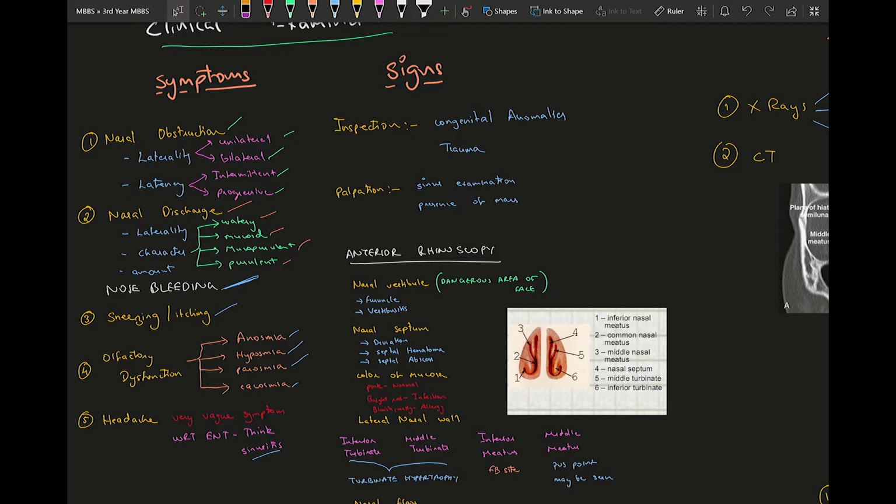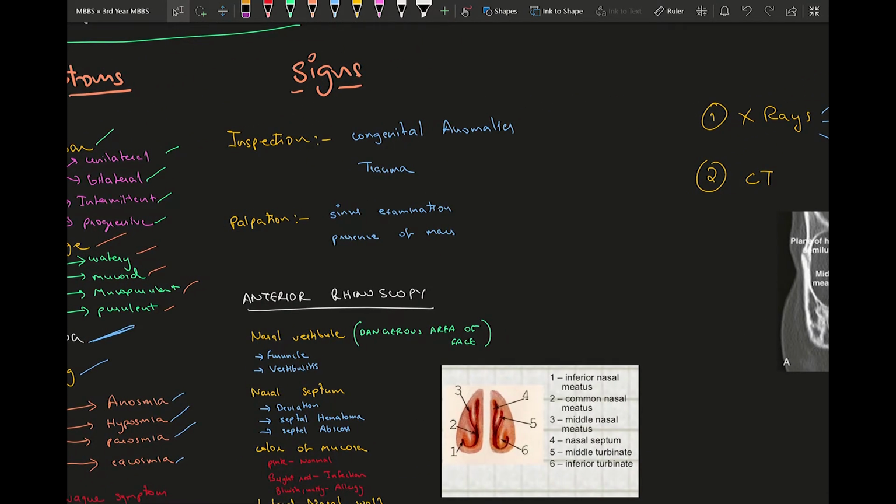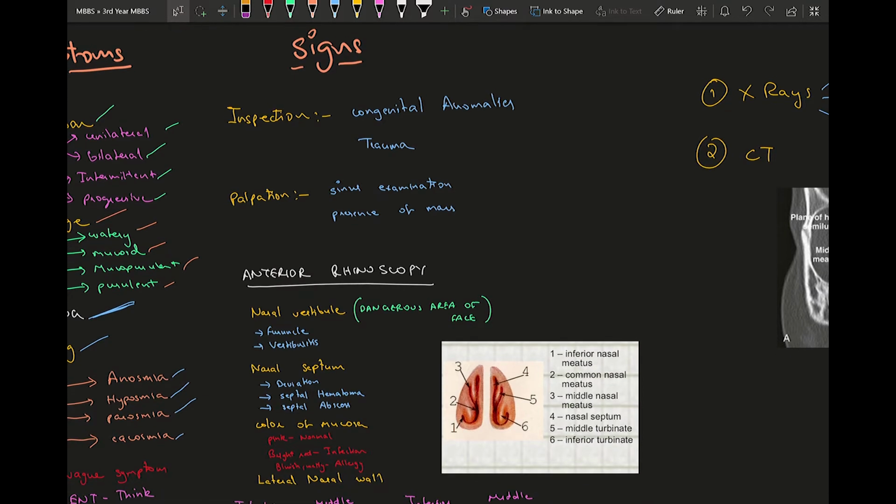Moving on to signs. On inspection, as soon as you see the patient, you can find gross congenital anomalies like microtia, improper nose development or some kind of cleft palate. You can also find a laceration or some kind of blunt trauma which caused a fracture in the face. You can easily find it if it's very serious. But other than that, we'll go straight into the palpation.